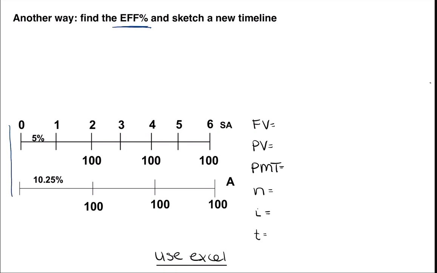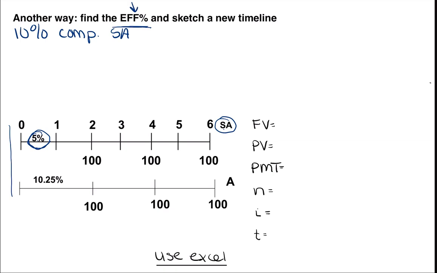So we have 10%, we know this is 10%, right? Because this is semi-annual. If this is the periodic rate, so that's 5% semi-annually, so annually would be 10%. So I have a 10% rate that's being compounded semi-annually. So I want to find my effective rate.